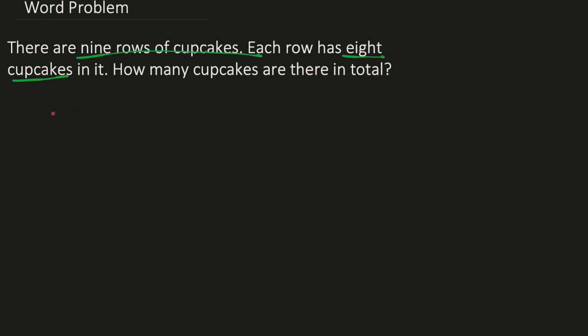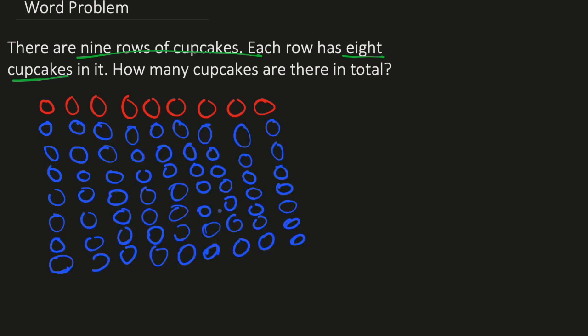So we know that there's going to be 9 rows of cupcakes. So we can go 1, 2, 3, 4, 5, 6, 7, 8, 9. So there's 9 rows. And we also know that there's a total of 8 cupcakes in each row. So, including this one, we're going to draw 7 more. Well, no, not including that one, we're going to draw 7 more to show the 8 cupcakes in each row. All right, now we have 9 rows, each with 8 cupcakes in them.